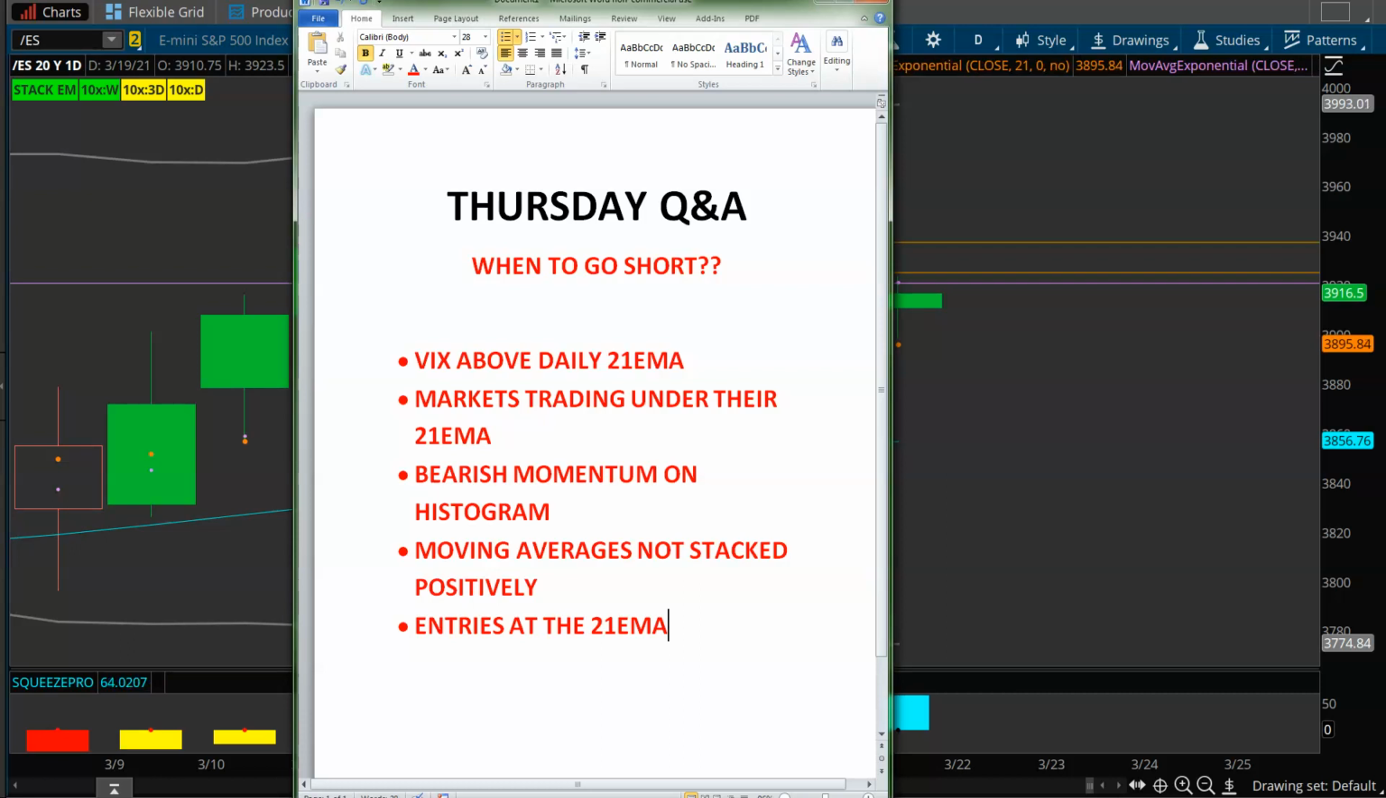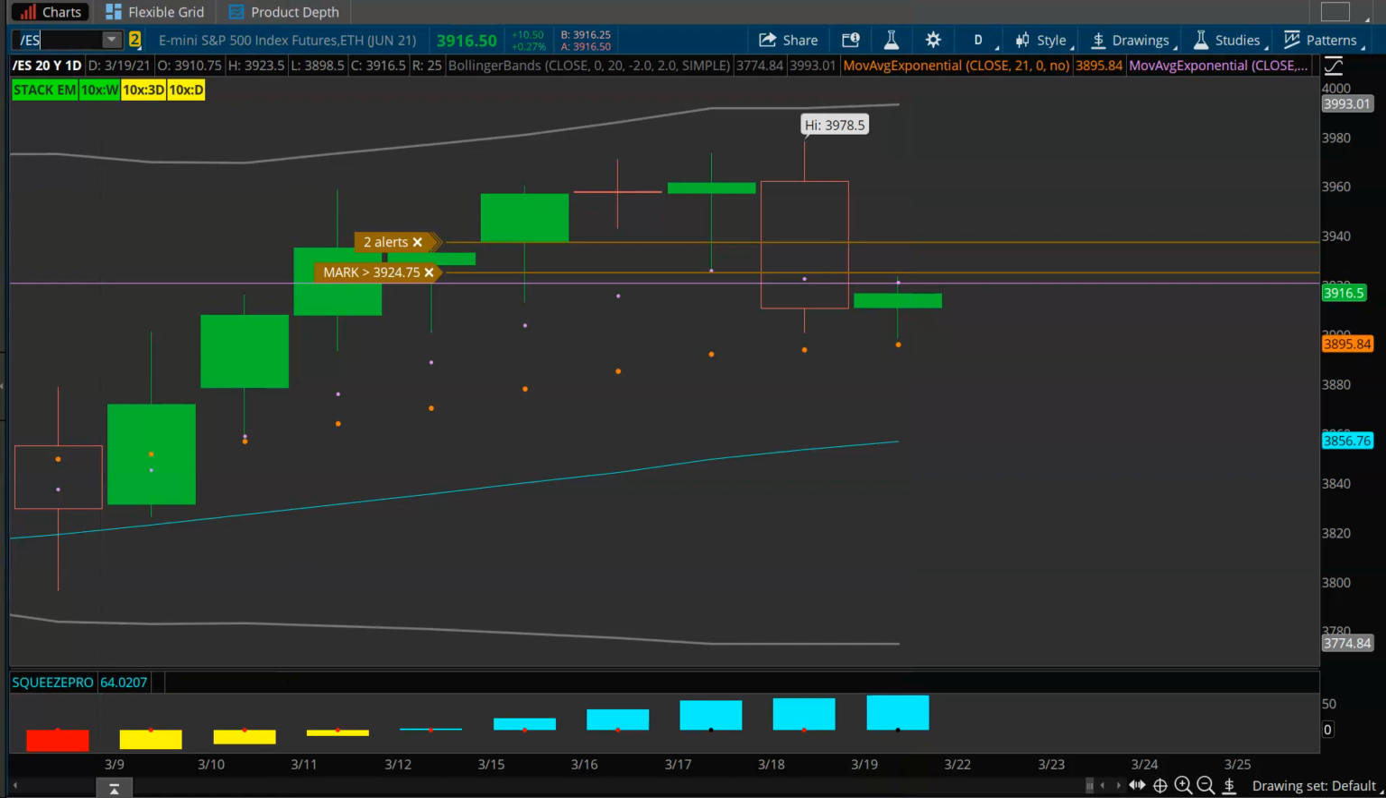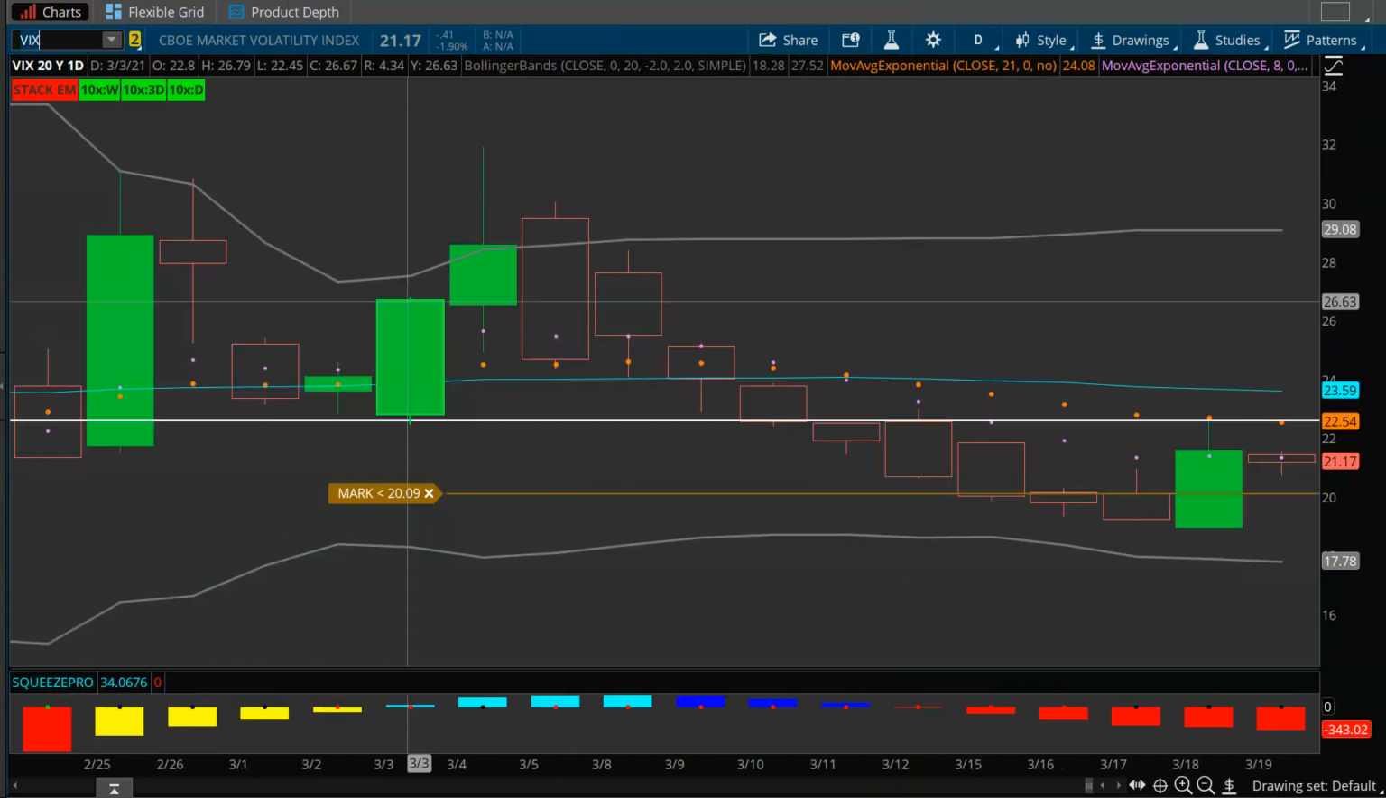So to answer that question, I got a couple of key things here for you. We're going to talk about the volatility index, which of course does play a big role. We're going to take a look at the structure of what we want to see from the market, as well as a few indicators, the squeeze histogram, the stacked moving averages. So let's get jumping right in. We ain't going to waste any time.